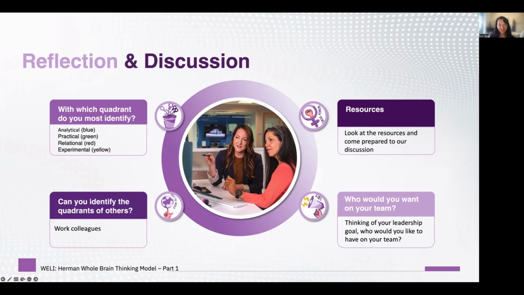As I said, no hard and fast rules. People can be flexible, but see if you can. And then if you can, take that a step further. Hopefully by now we're all starting to think about our leadership goals, where we want to take our work within WELI. And I want you to look at your project and think, if you were to build a team, what quadrant of people would you like to be on your team?